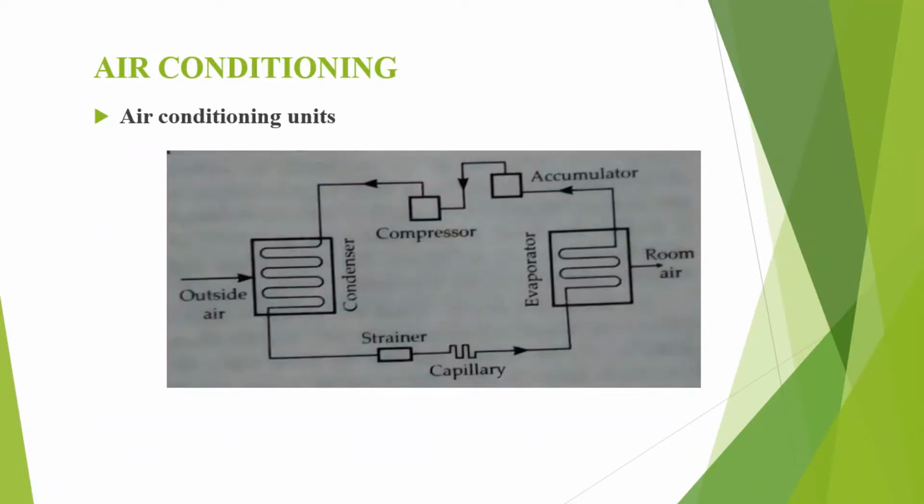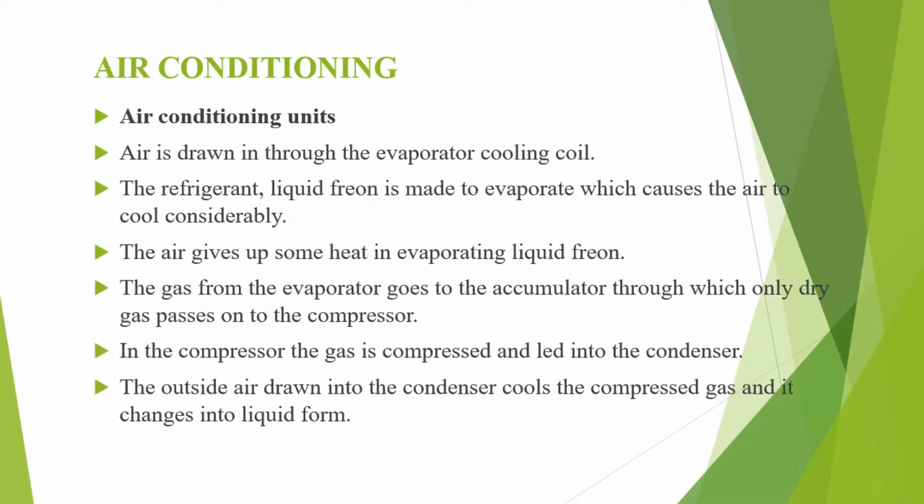So here air is drawn in through the evaporator cooling coil. The refrigerant, that is liquid freon, is made to evaporate, which will cause the air to cool considerably. The air will give up some heat in evaporating liquid freon. The gas from the evaporator goes to the accumulator through which only dry gas passes on to the compressor.